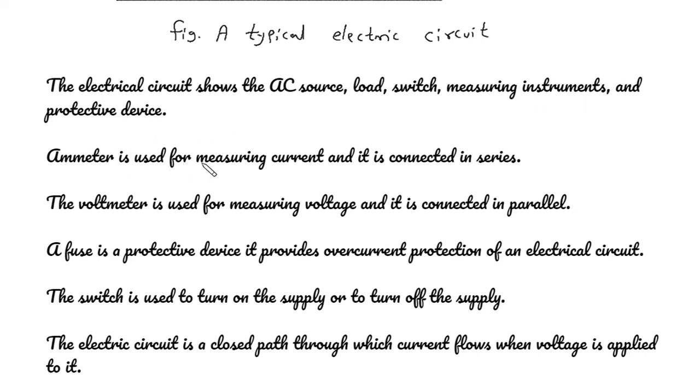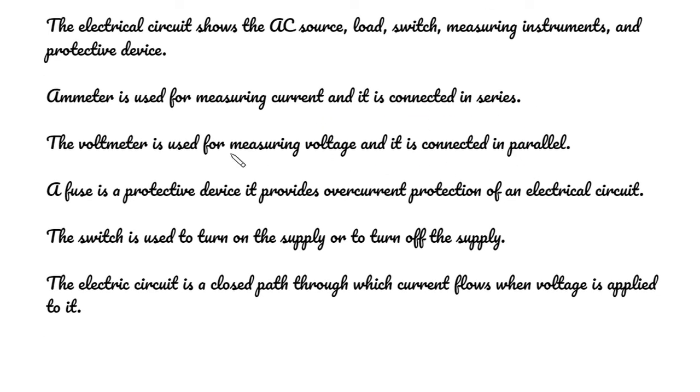Ammeter is used for measuring current and it is connected in series. A voltmeter is used for measuring voltage and it is connected in parallel. A fuse is a protective device. It provides overcurrent protection for an electrical circuit. The switch is used to turn on the supply or to turn off the supply. The electric circuit is a closed path through which current flows when voltage is applied to it.